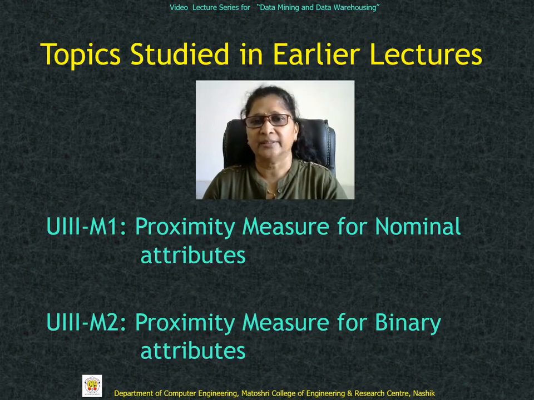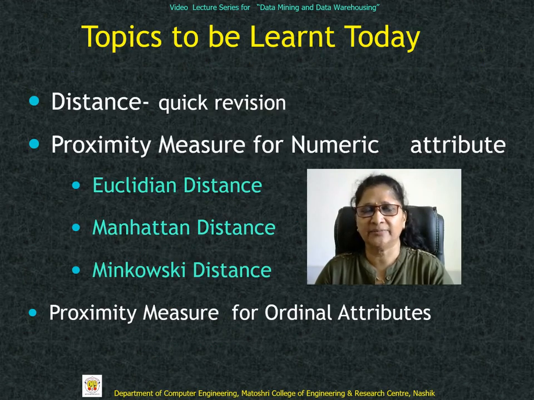In an earlier lecture, we learnt how to compute proximity for nominal and binary attributes. In today's lecture, we shall quickly revise the term distance and all the axioms which are to be satisfied for calling any distance measure a metric. And we shall be learning proximity measures for numeric attributes, and typically those are Euclidean distance, Manhattan distance, and Minkowski distance. We shall also learn the proximity measure for ordinal attributes.